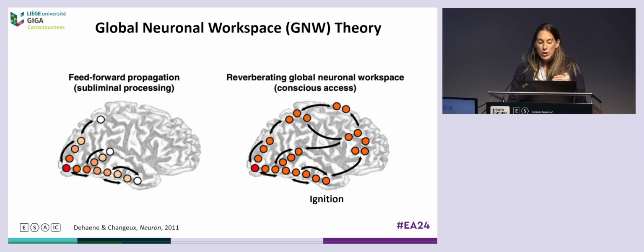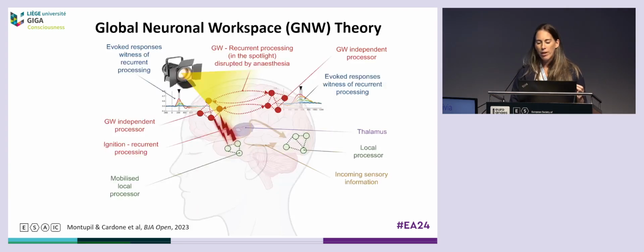So to be conscious, this information has to be even stronger, and it has to reach other brain area, more specifically the front of the brain, the prefrontal area, but it has also to come back. So feed forward and feedback connection. And they call this ignition. So to be conscious or to become conscious, you have to have an ignition in your brain.